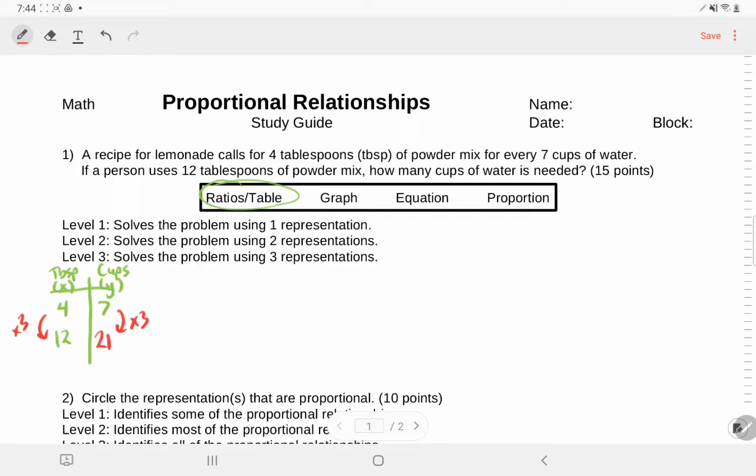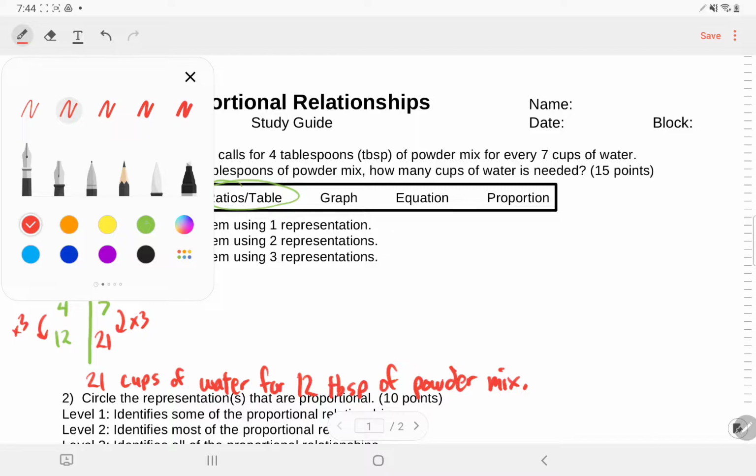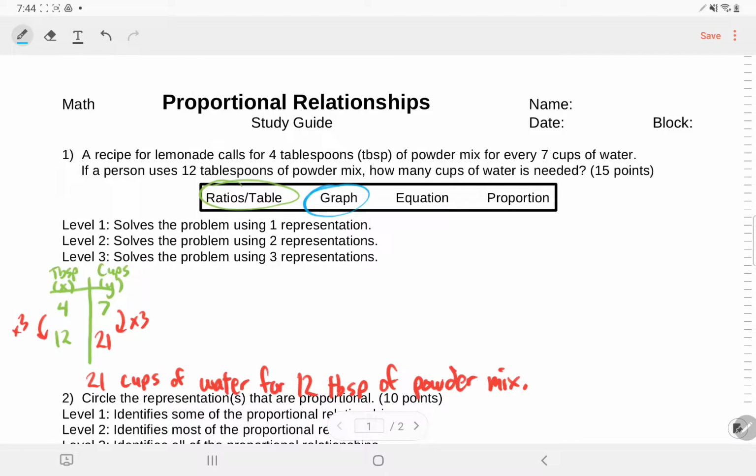So there will be 21 cups of water for 12 tablespoons of powder mix. Now we're going to try to graph it. Let's use blue in this case.